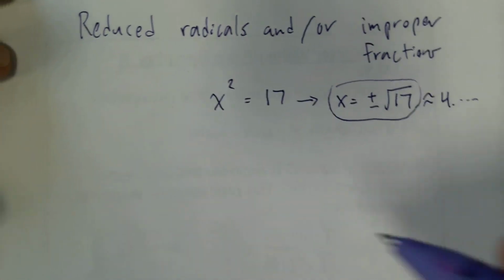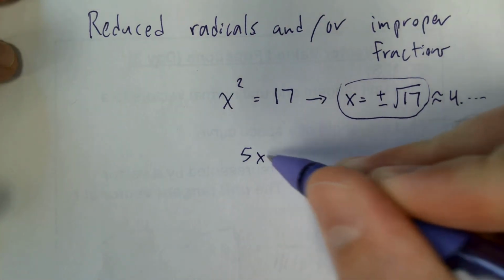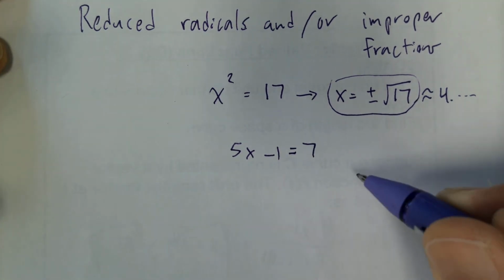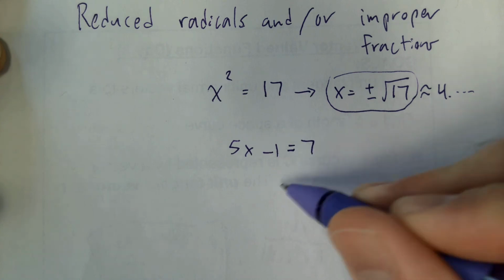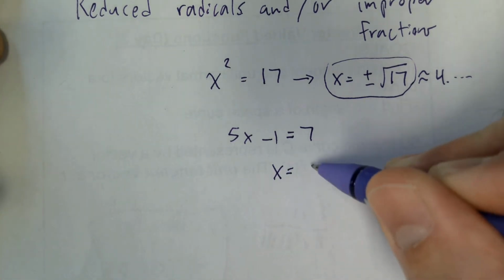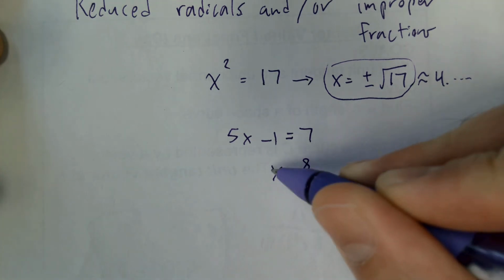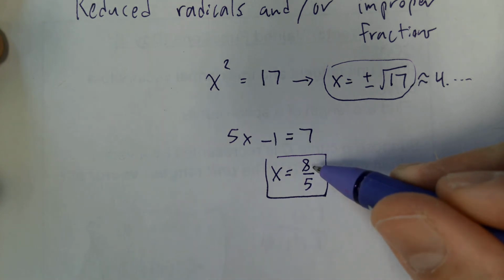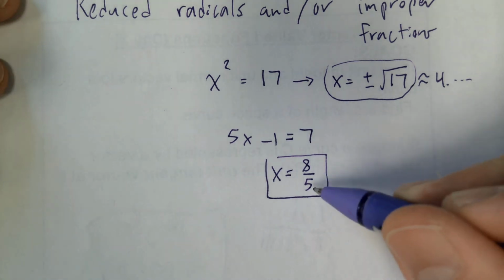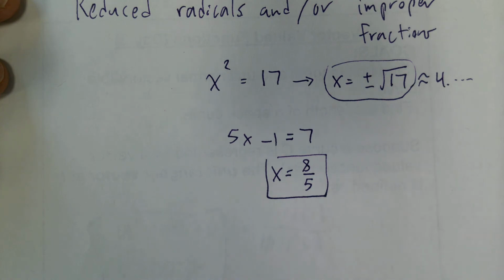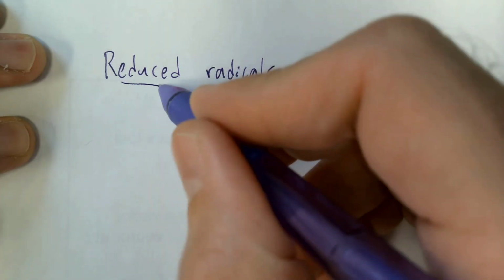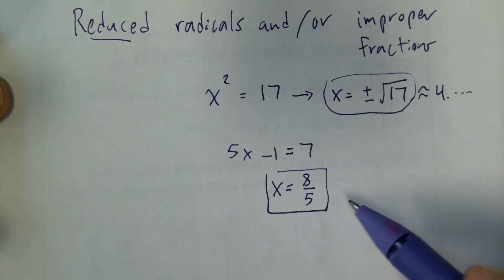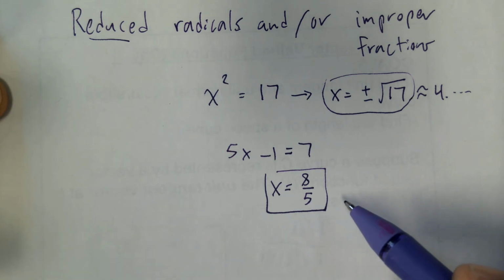So another example, let's say I get 5x minus 1 equals 7. Okay, you know how to solve this stuff in your sleep. If you add 1, divide by 5, you get x equals 8/5. Okay, so that is our final answer. That's an improper fraction. We're not going to do anything with that. Now, if that was something like 20/5, then we would go ahead and reduce that. So make sure you reduce your fractions as much as possible, and then you're just going to leave them in improper form. We're not going to type it into the calculator and then round off.